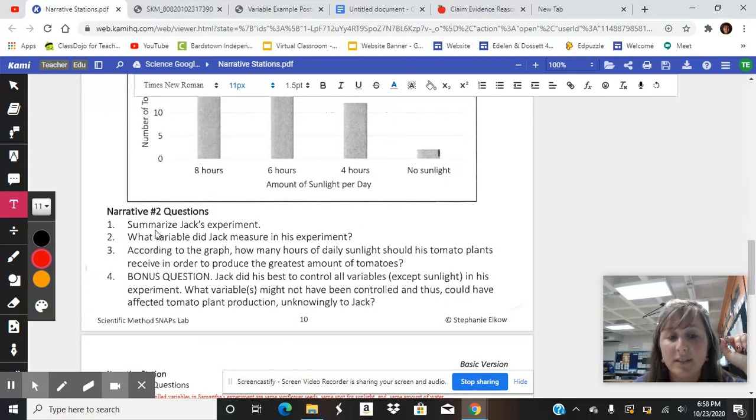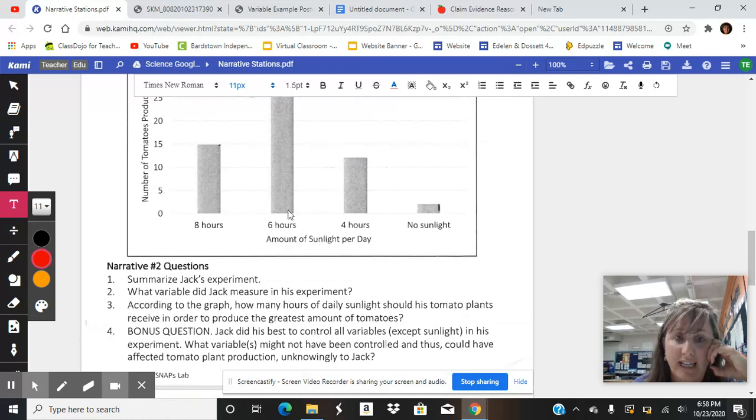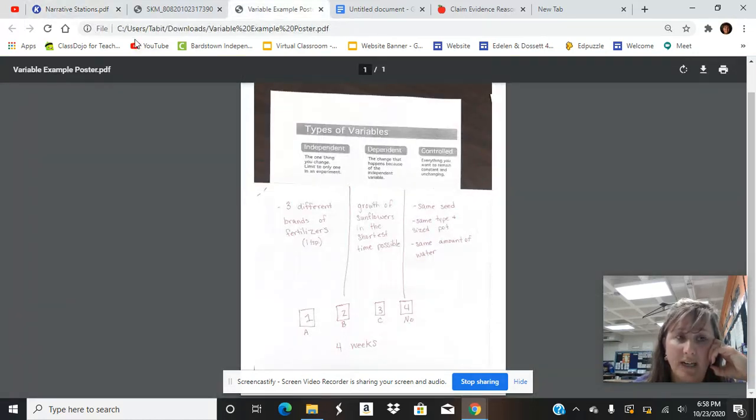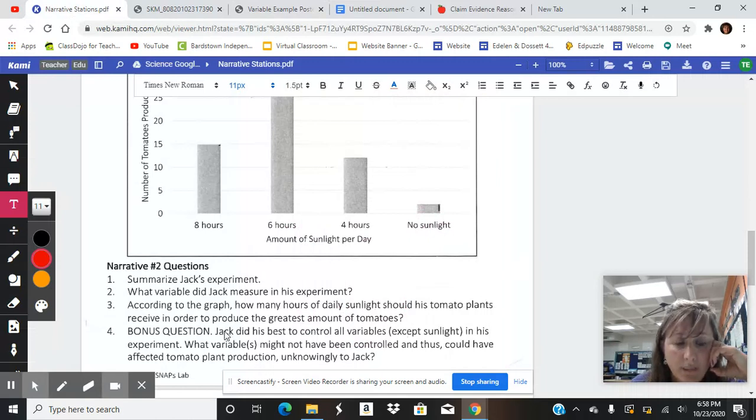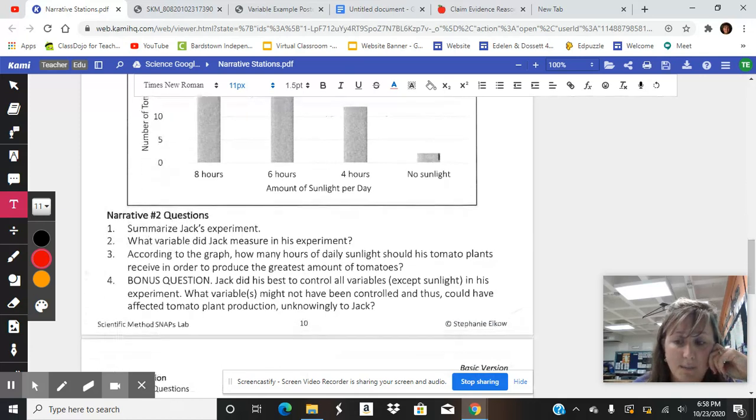Number 1, you're going to summarize Jack's experiment. So in shorter terms, tell us what happened in Jack's experiment. What did he find out? What did he do? Number 2, what variable did Jack measure in his experiment? So if he's measuring it, that would be his dependent variable, okay? Number 3, according to the graph, how many hours of daily sunlight should his tomato plants receive in order to produce the greatest amount of tomatoes? So how many hours of sunlight should they receive to produce the greatest amount of tomatoes?